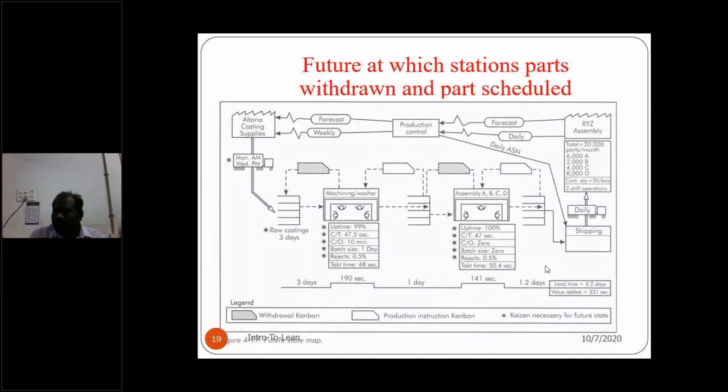When we see the lead time now, it is only 5.2 days, and they have value added 331. They have increased the value added items, so they have minimized the lead time. Earlier it was 19.7 days, almost 20 days. Now they made it about 5 days, so they have reduced it about three times.